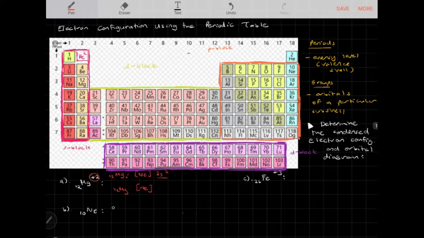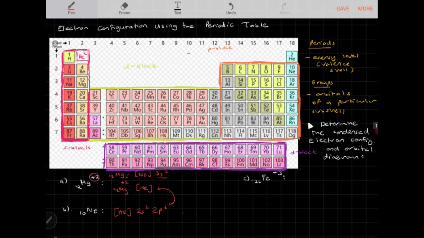That neon is basically, I'm just going to write the full electron configuration of neon, or you can use helium, right? You can use helium and then 2s2, 2p6, right? But basically magnesium plus 2 and neon are going to look exactly the same.